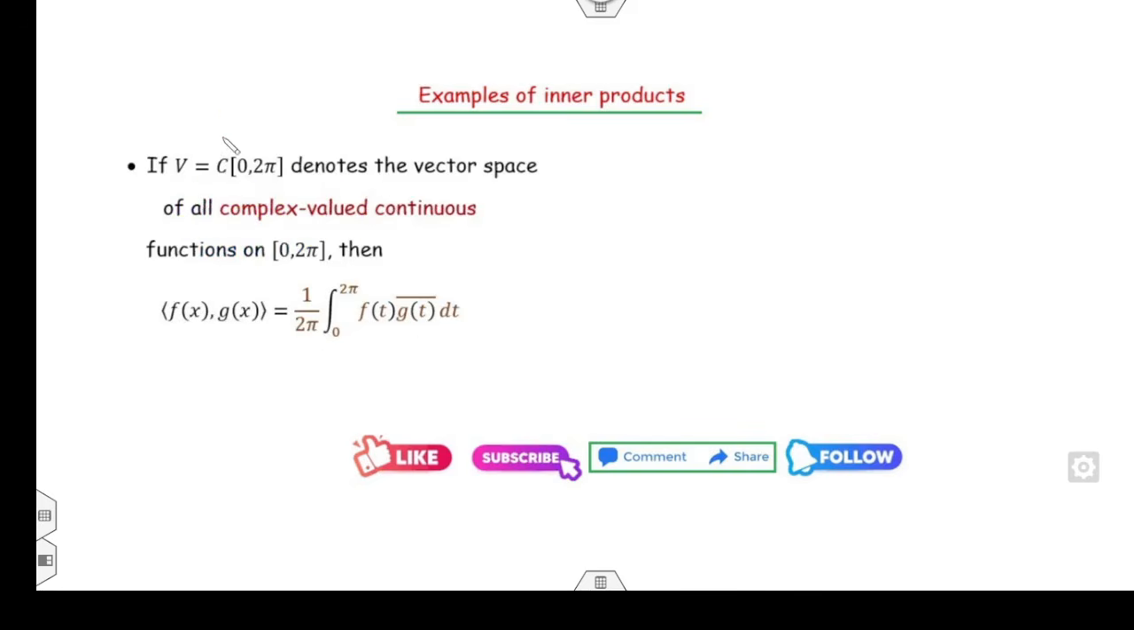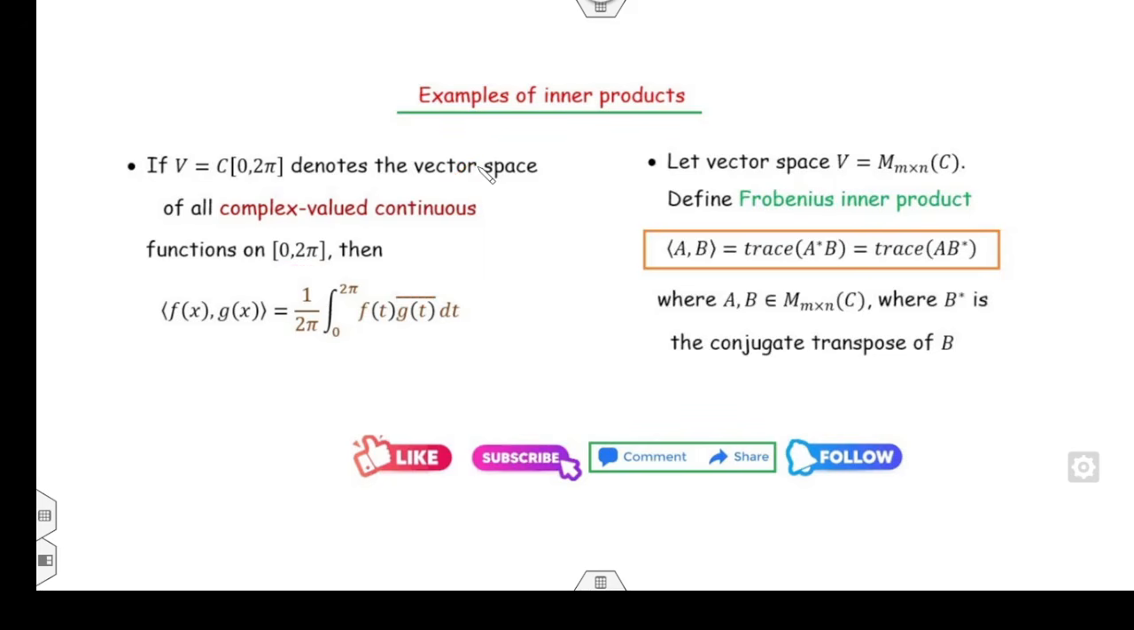If you define over the complex field, then continuous valued functions of the complex field, you can write it with a complex conjugate. It is also my vector space. Oh, sorry, it is also my inner product. If you define on the matrices, then we can define the inner product called the Frobenius inner product. As I mentioned already, A star or B star is called the conjugate transpose of B. Either you can write A star B or B star A. Both give an inner product.